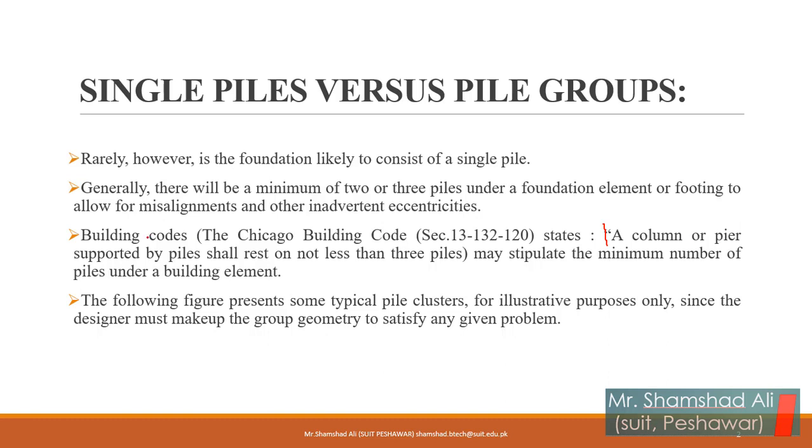Building codes, such as the Chicago Building Code, Section 13-132.120, state that a column or pier supported by piles shall rest on not less than three piles. Codes may stipulate the minimum number of piles under a building element, meaning that in a foundation there will be a minimum of three piles.